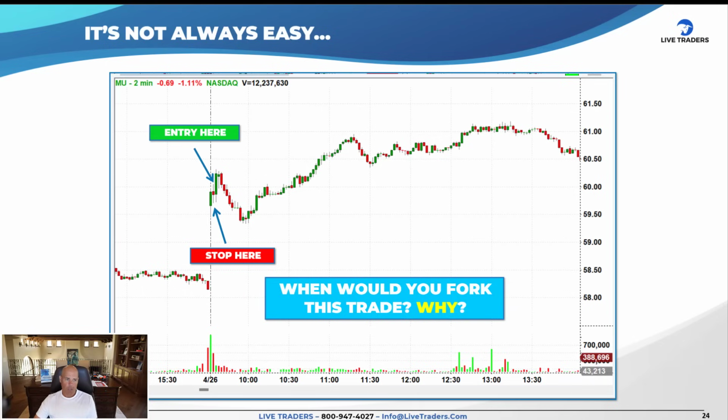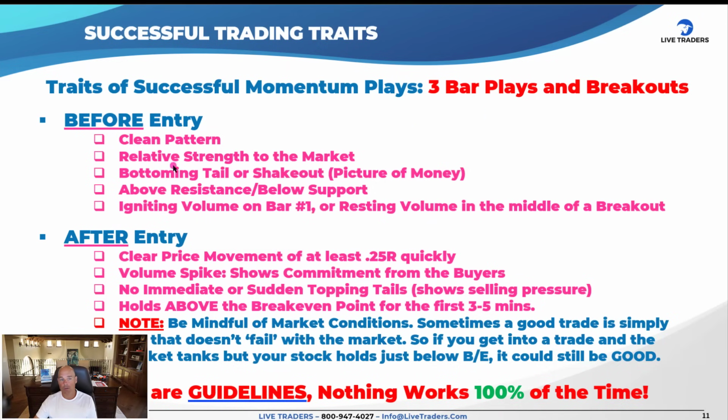Okay? So, took me a little while. It actually took me 2 hours and 15 minutes to get to this lecture. Guys, I want to reiterate this, okay? This slide, take a picture of it. It's very important. These are the things you need and want to be seeing before you get in. Clean pattern, relative strength, bottoming tail, picture of money, above resistance, below support if it's a short, igniting volume. And then after you get in, you want to see all these things happen. Okay? If you don't, be concerned.